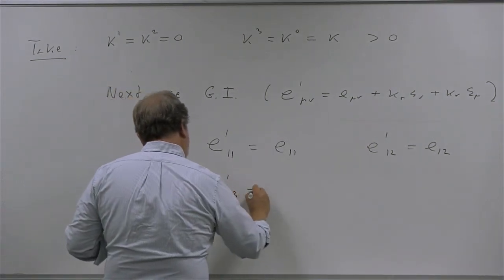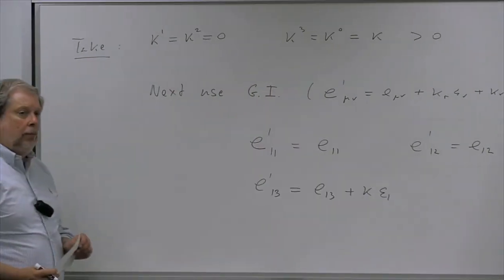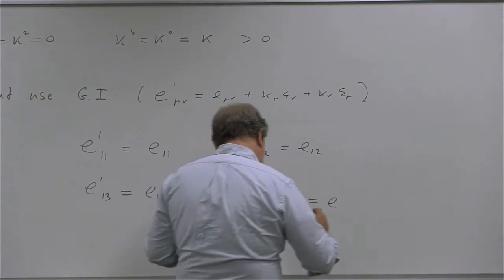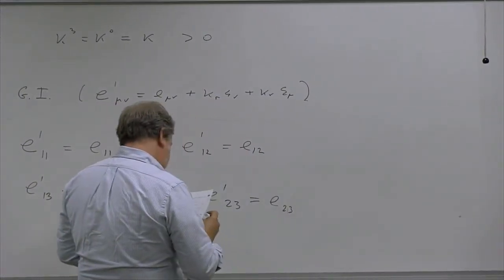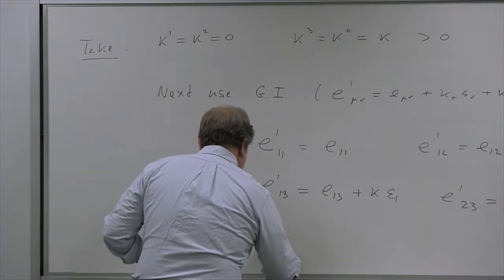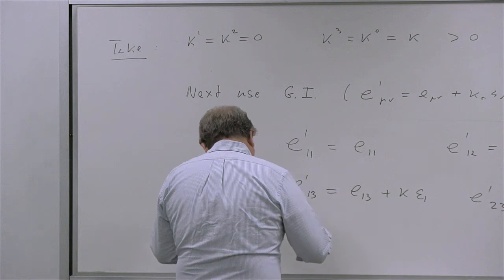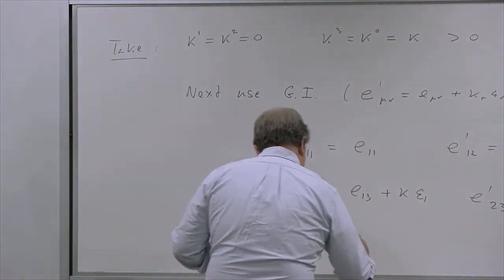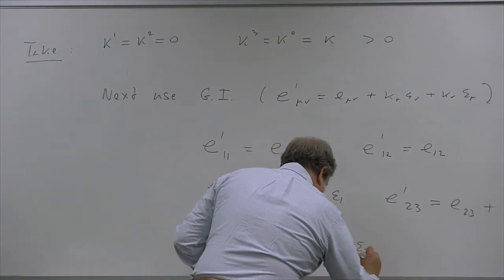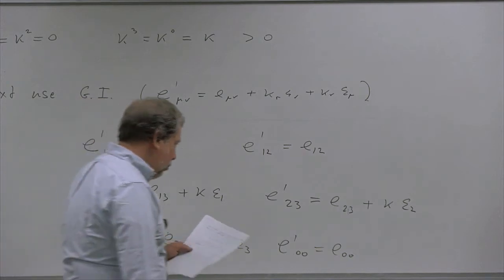E prime 1, 3 is E13 plus k epsilon 1. So that changes. E prime 2, 3 is equal to E23 plus k epsilon 2. So that changes too. And there's a few more of these components which are non-zero, because some are 0, but these are the ones that survive. So E prime 3, 3 transforms as E33 plus 2k epsilon 3. And finally, E prime naught naught is equal to E naught naught minus 2k epsilon naught.